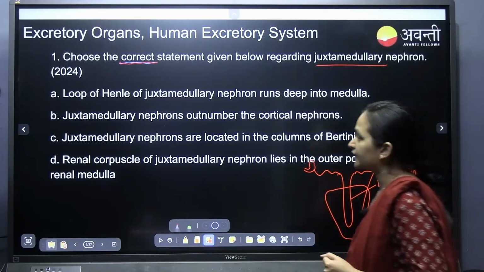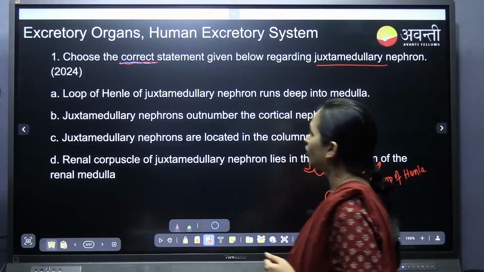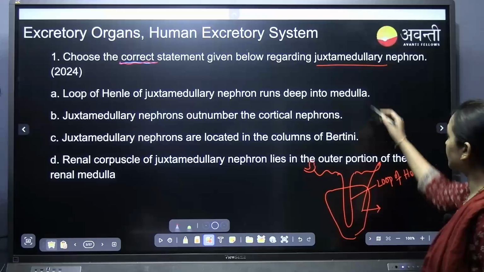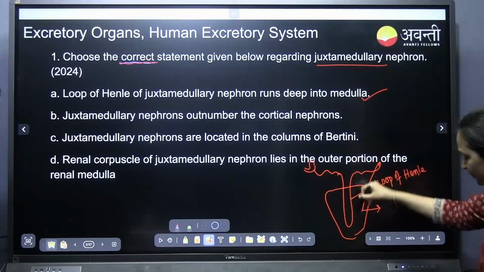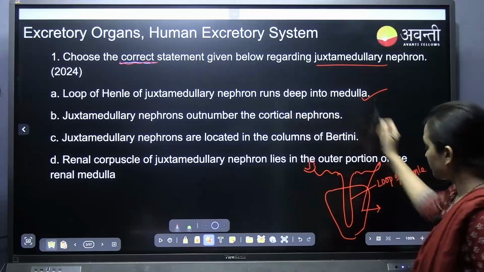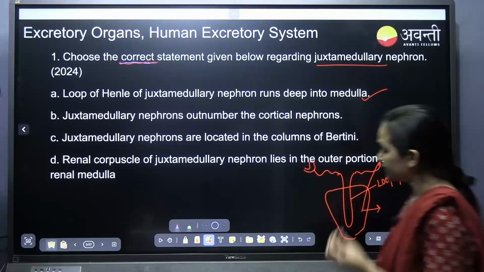So, which is the correct answer now? The loop of Henle of juxtamedullary nephron runs deep into the medulla. Yes, we got the answer. It runs deep into the medulla. So, we will see why the others are wrong.